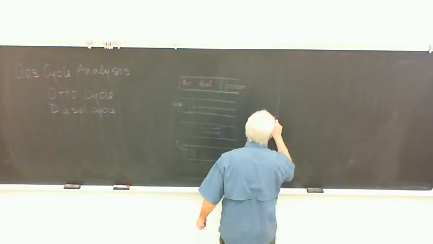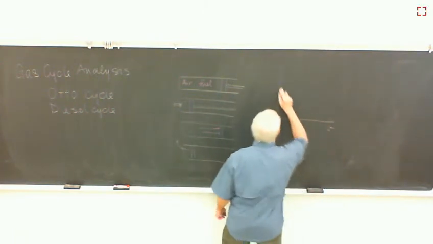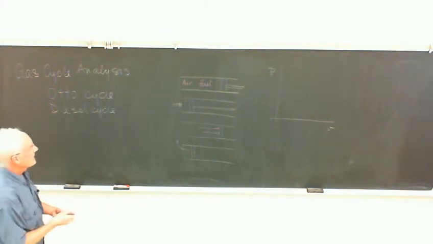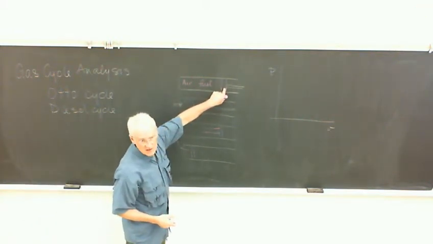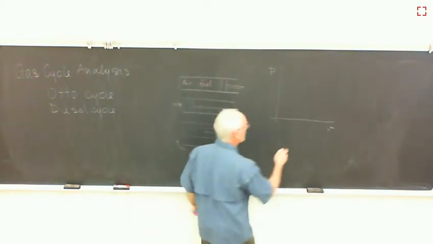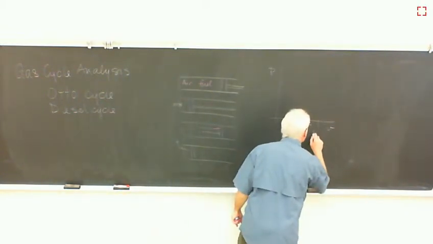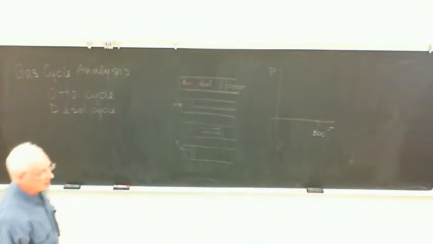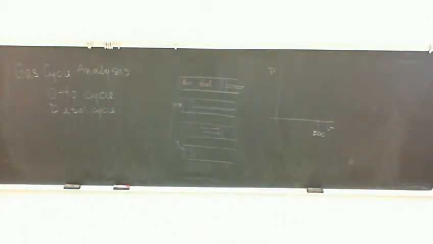So on a PV diagram, it looks something like this. It does reach a bottom place where the volume is the greatest. This is called bottom dead center. I'll show you in a little bit why that's considered the bottom of the stroke.